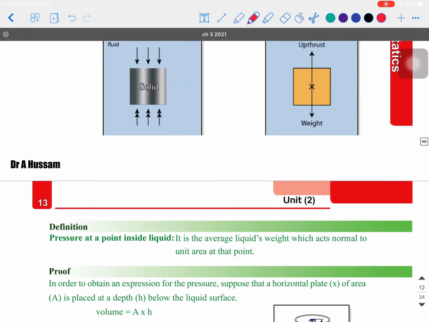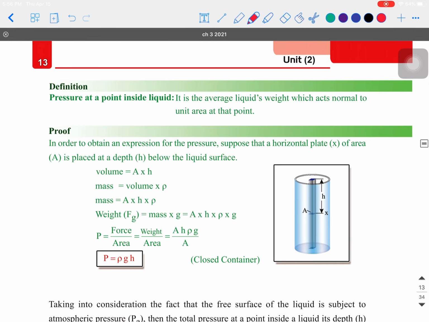Okay, let's move to the definition of pressure at a point inside the liquid. It is the average liquid's weight which acts normal to unit area at that point.